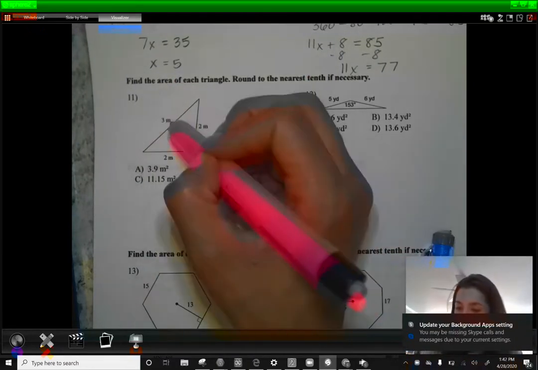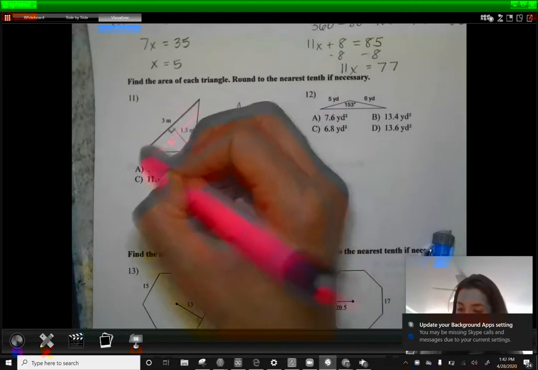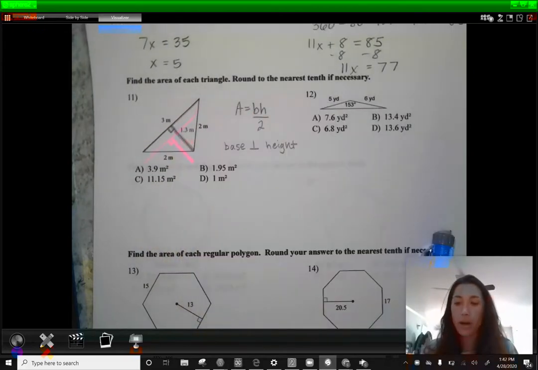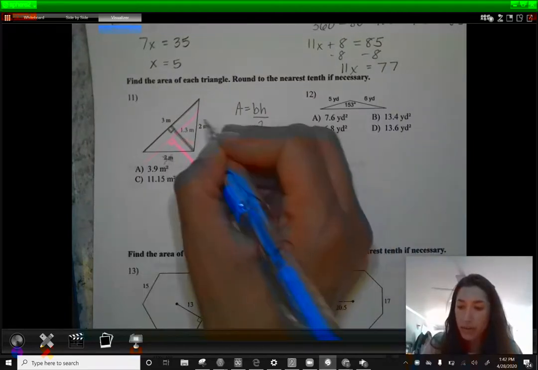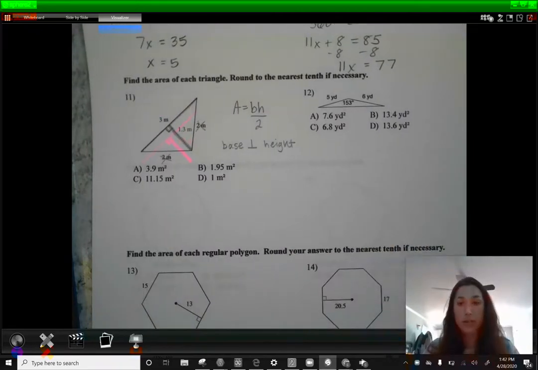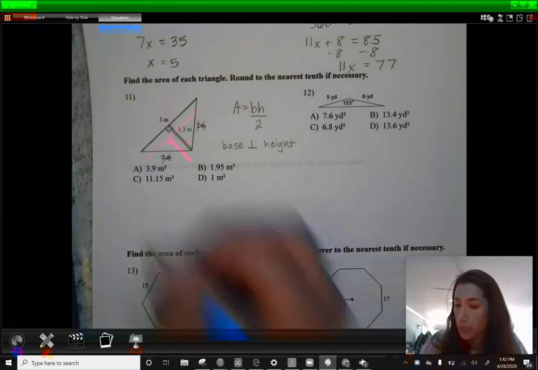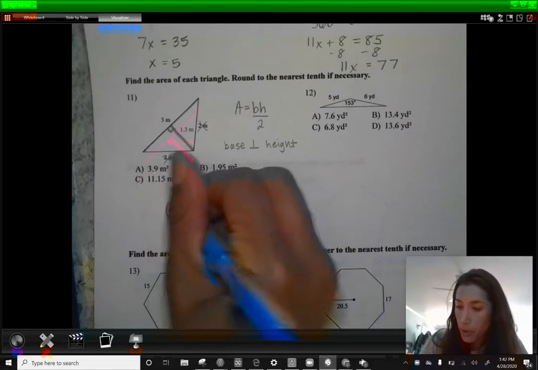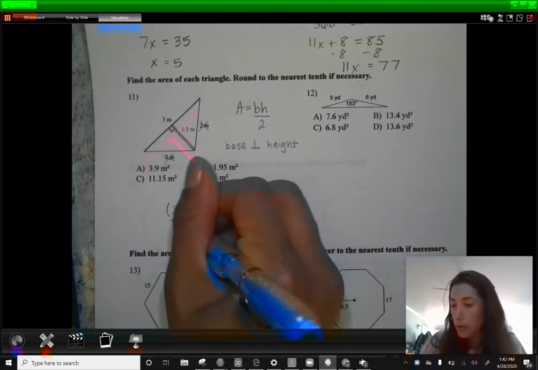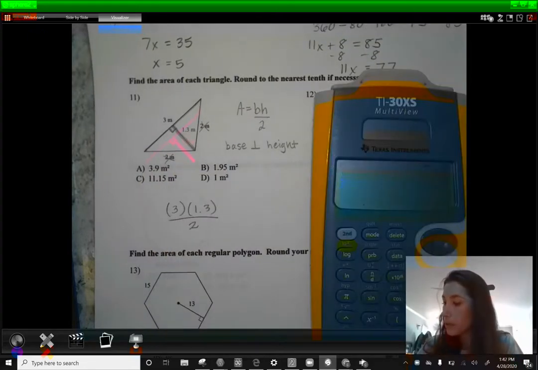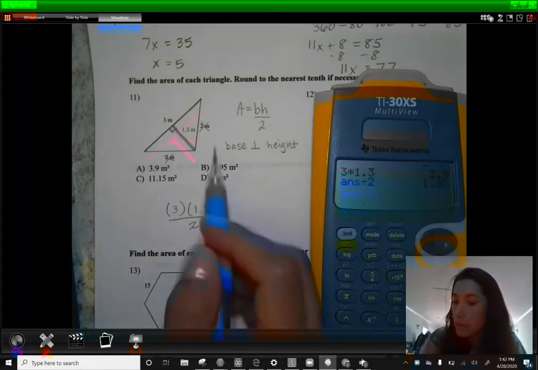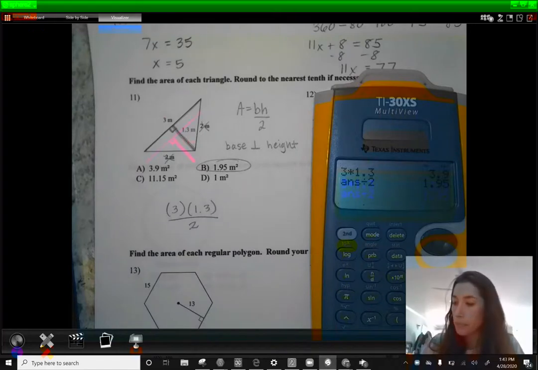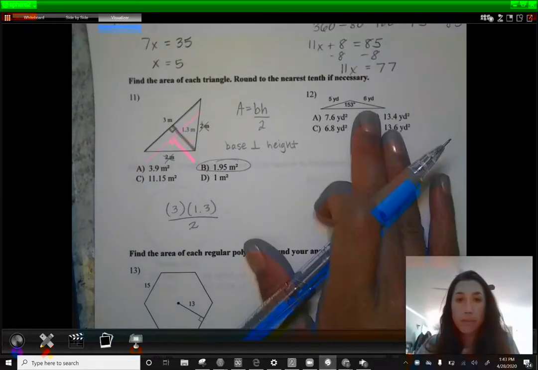So that means this side 3 and this side 1.3 are going to be the base and height. And that 2 and 2 is just kind of extra added information to make sure you know which sides would be considered the base and the height. So for the area, we would just plug it into our formula. We get 3 multiplied with 1.3, all divided by 2. 3 times 1.3, let's see what that equals, divided by 2. That's our area.